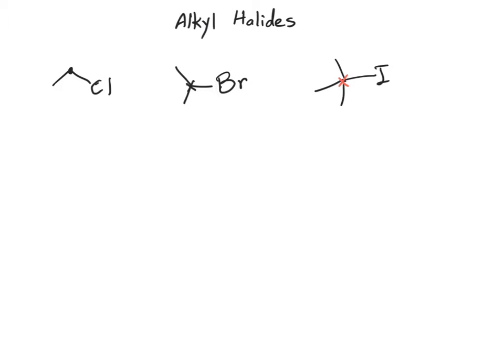Naming alkyl halides is similar to naming alkanes. First, we find the longest carbon chain. For example, in this molecule, the longest carbon chain has 3 carbons. Then we number in a direction that gives the first substituent the lowest possible number. 1, 2, 3. This is 2-chloropropane.